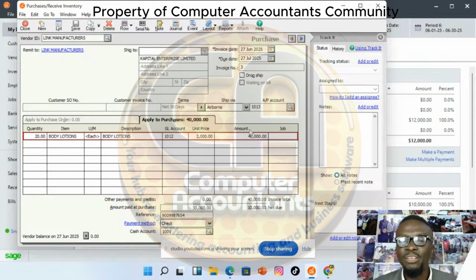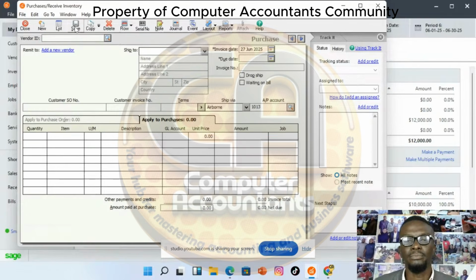Now the total value of the transaction is 40,000. We part paid 30,000. Now what we are owing Link Manufacturers is 10,000. This is it. It happens every day. Most of us have experienced this type of transaction. You part pay at the point of purchase. Okay, so I'm going to save this. Excellent. So we are done with making purchases.